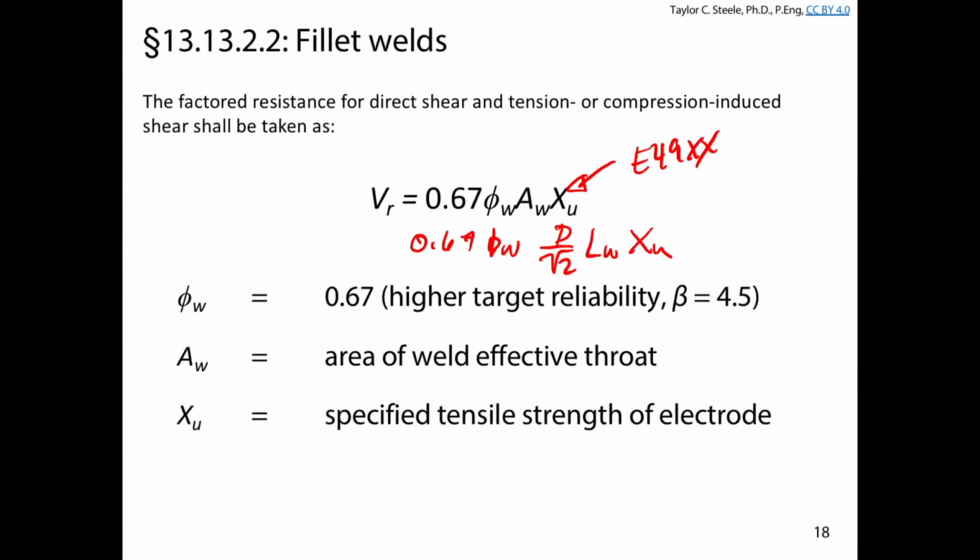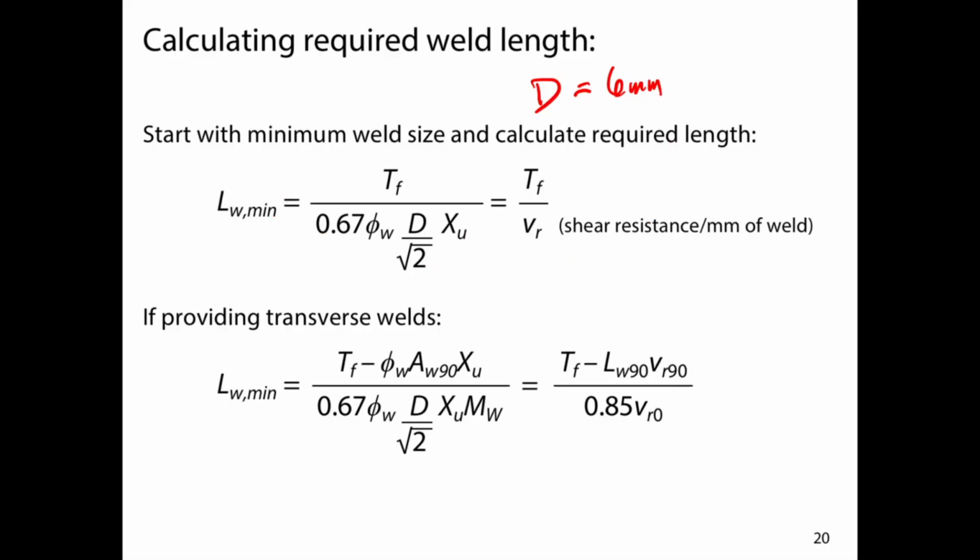Right, so here we know TF needs to be less than VR. And if we rearrange that equation, we get something like this. This little part in the denominator here, 0.67 VW D XU, if you look at the units, you have MPa times the length, which is a force per millimeter or per length. This is basically going to tell you the shear resistance of a D size weld per millimeter.